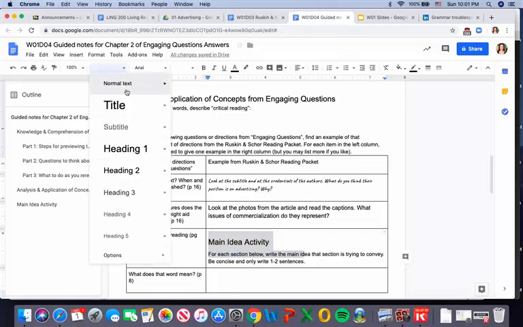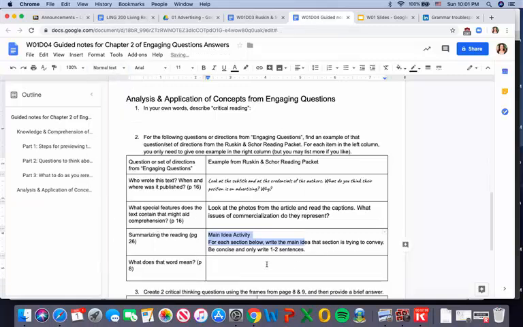And just going to make it normal text so that it's not all big. So we're done with 3 of the 4. Let's go ahead and do the last one. So what does that word mean?